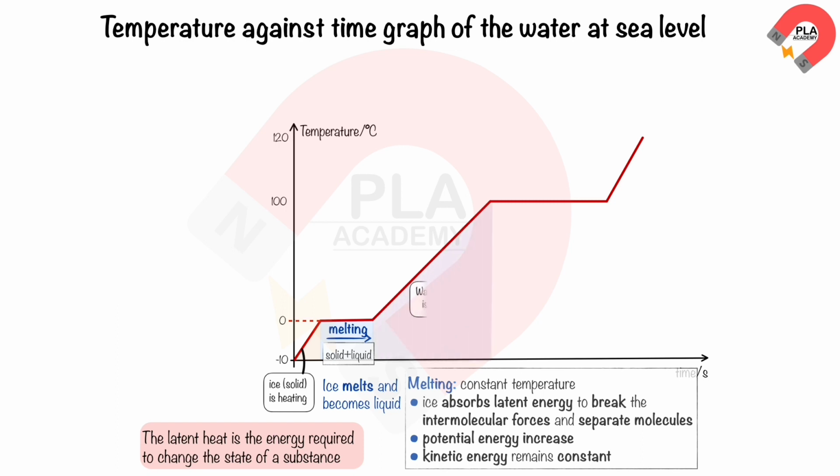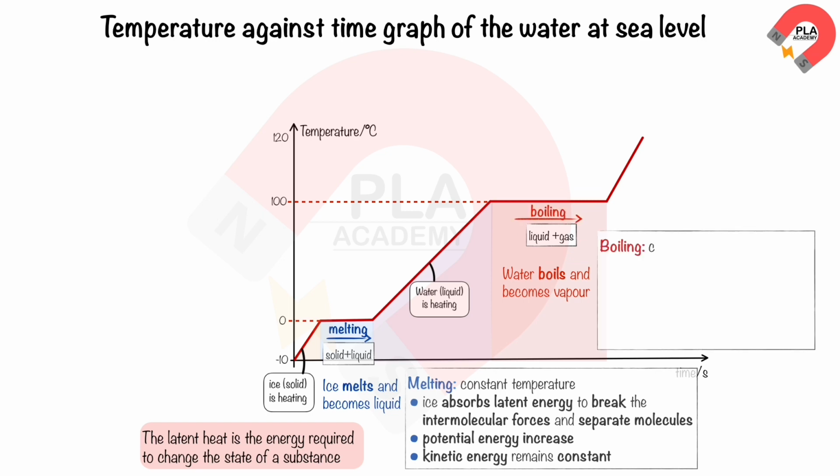Between 0 and 100 Celsius, the water is in the liquid state. It is heated. At 100 Celsius, the water boils and changes to vapor. There is a mixture of liquid and gas in this section.